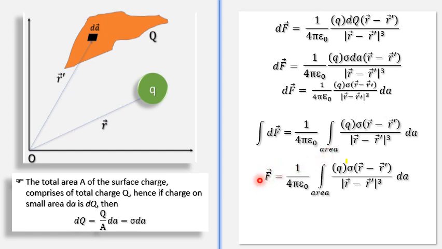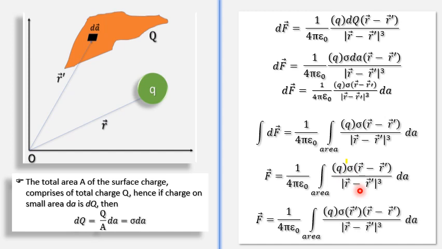as the expression of force. What is F? Force on point charge q due to uniform surface charge distribution. And what if the charge distribution is not uniform? What if you have more charge here, less charge here? In that case, sigma will be varying. Sigma is not constant, and then you will have to indicate that sigma is a function of position r prime. So this is the only difference, just like the previous case. If the charge distribution is non-uniform, mention sigma of r prime. If the charge distribution is uniform, simply mention sigma.